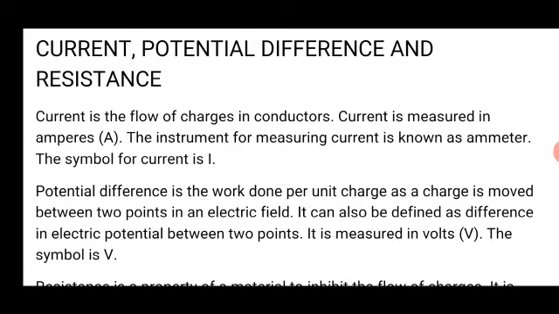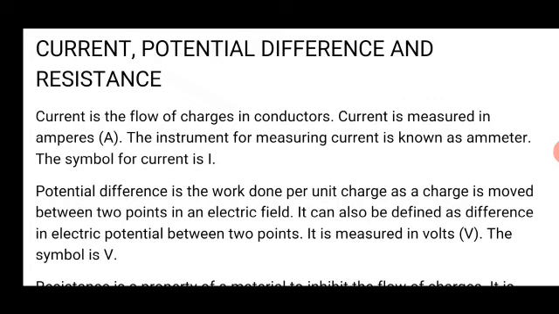Current is the flow of charges in conductors. When you hear the word current, it refers to a flow of something. So, when you talk about current in electricity, it is the flow of charges in conductors. We said that charges can move through conductors. They cannot move through insulators or non-conductors. Current is measured in amperes.